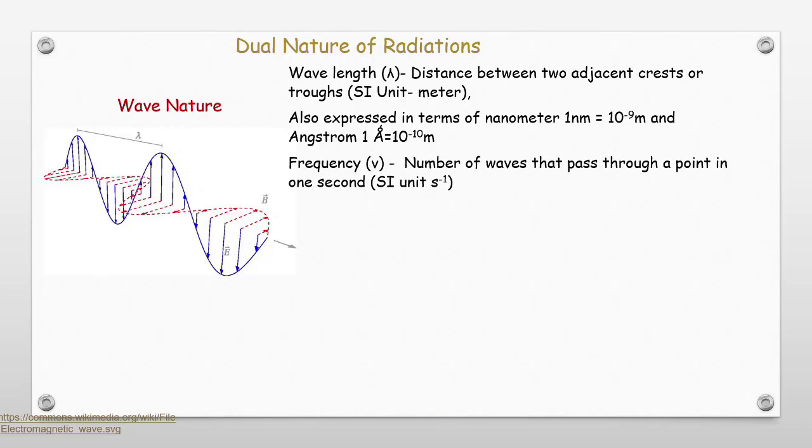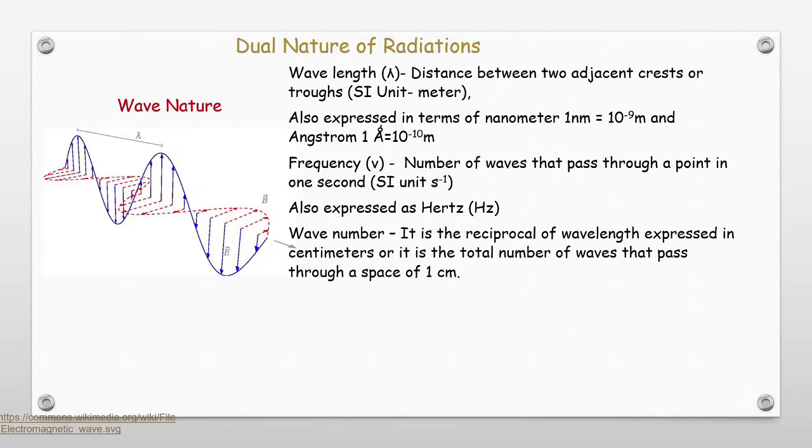The next parameter is frequency, represented by nu. It is the number of waves that pass through a point in 1 second. And the SI unit is second raised to minus 1. It is also expressed as hertz. Short form is Hz.